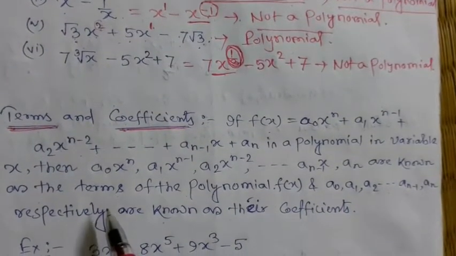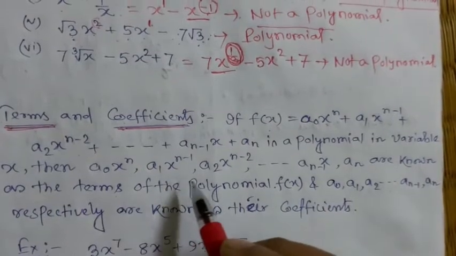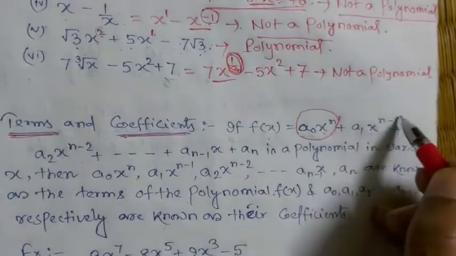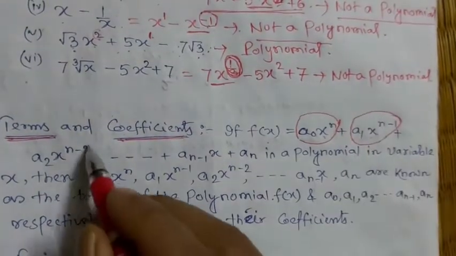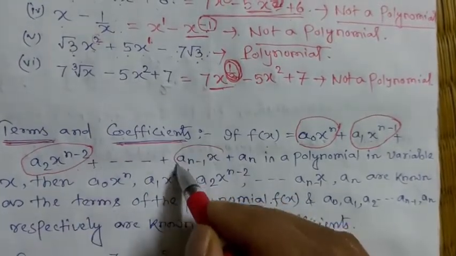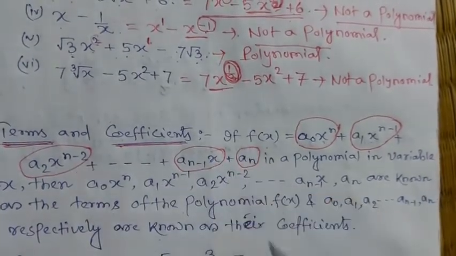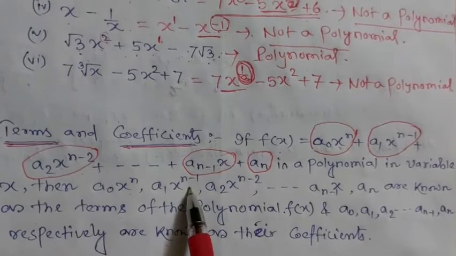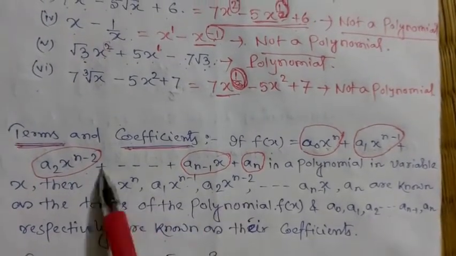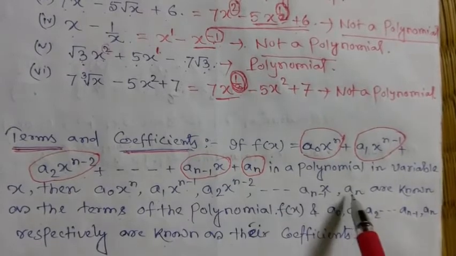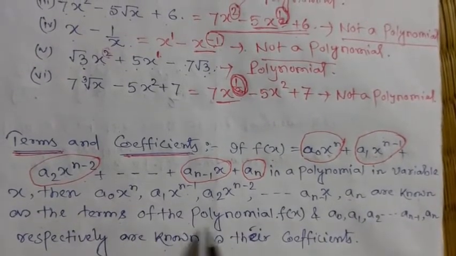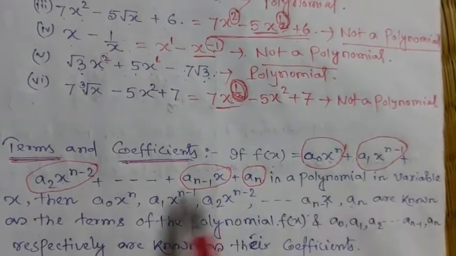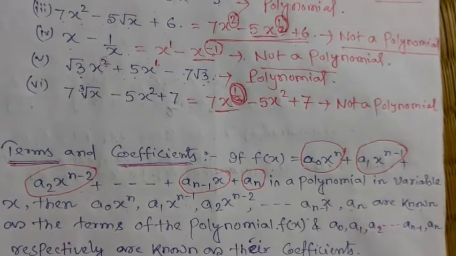Then which are called the terms and which are called the coefficients? Now see that this one is one term, this is another term, this is another term, similarly this one is a term, and this one is a term of the polynomial. That means a0 x to the power n, a1 x to the power n minus 1, a2 x to the power n minus 2, and an minus 1 x and an are known as the terms of the polynomial f(x). These are the terms of the polynomial f(x).